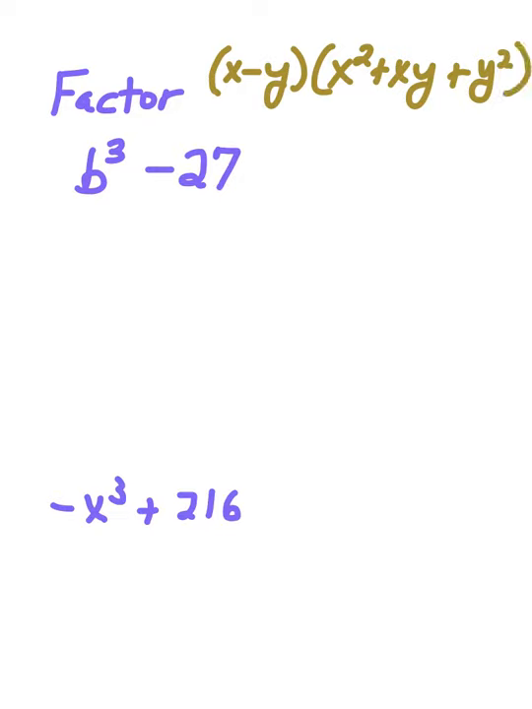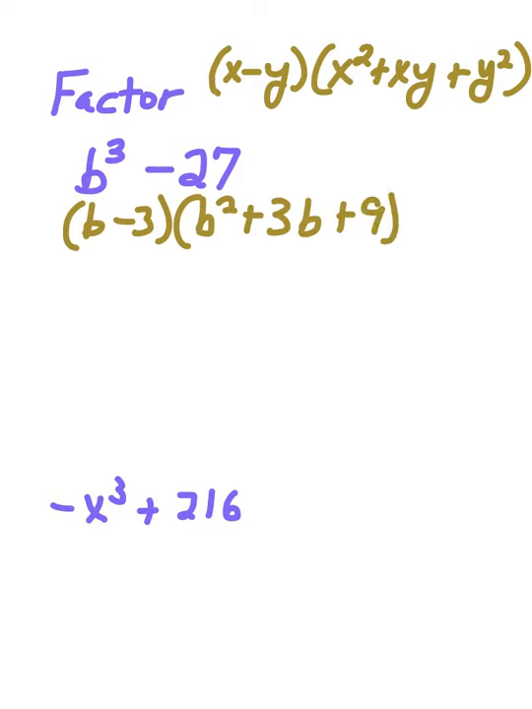And so the b would be the x and the 3 would be the y this time. So we're going to say b minus 3, then x squared would be b squared plus 3b, and then plus, remember if y is 3, then y squared is 9.